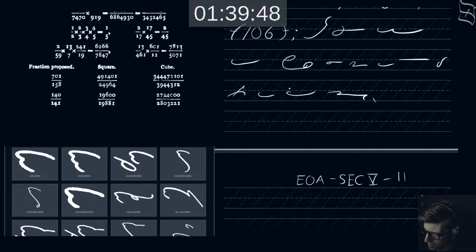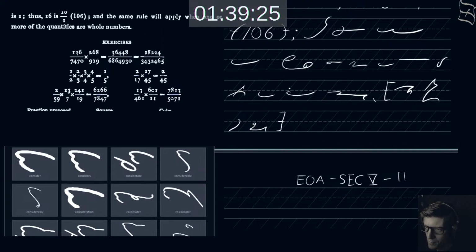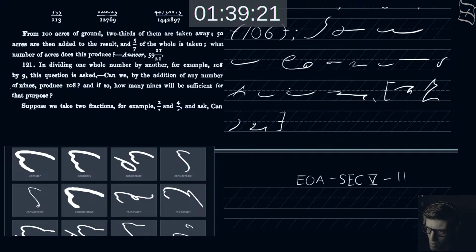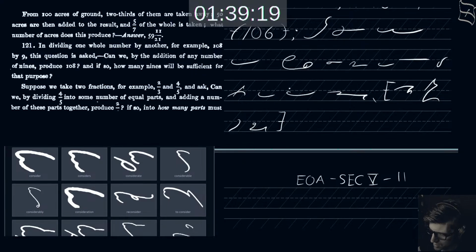Consult textbook for exercises. There we go. All right, we skip here. That's all of 120. So let's go ahead and reread through that.